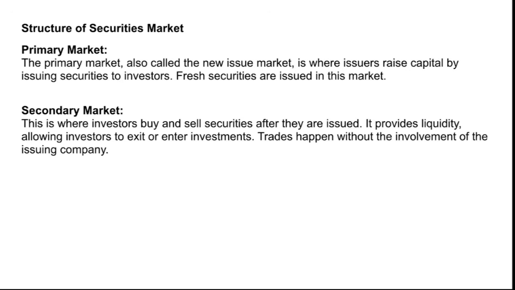After having understood this, let us now go to the sectors of the securities market. A securities market can have two types of participants. One is called the primary market and the second is called the secondary market. What is the primary market? The primary market is what you have commonly heard as IPO. It's also called the new issue market, in which the issuer raises capital by issuing securities to the investor.